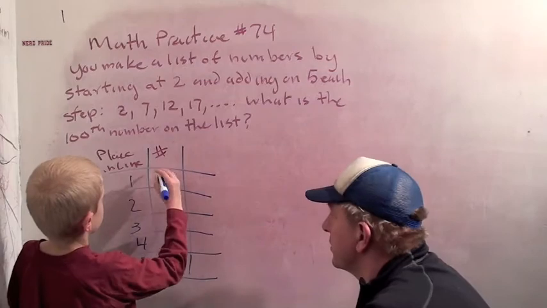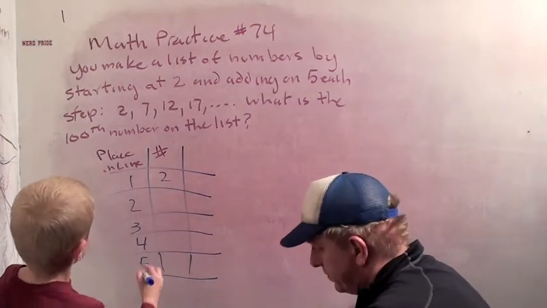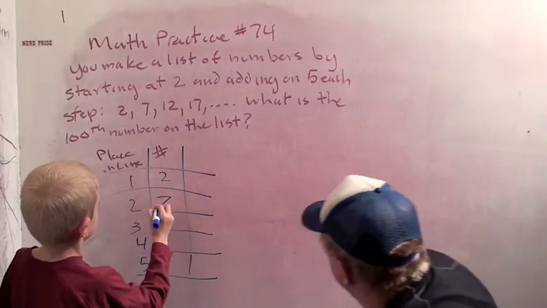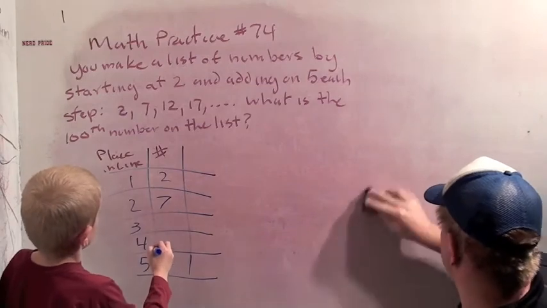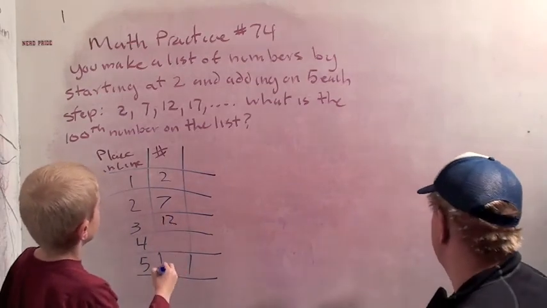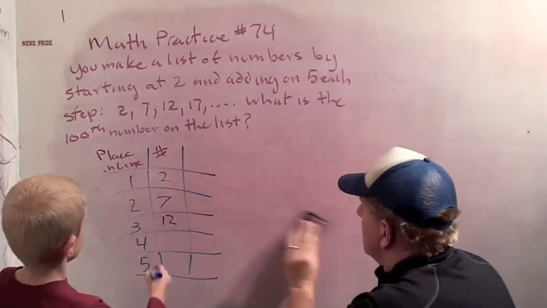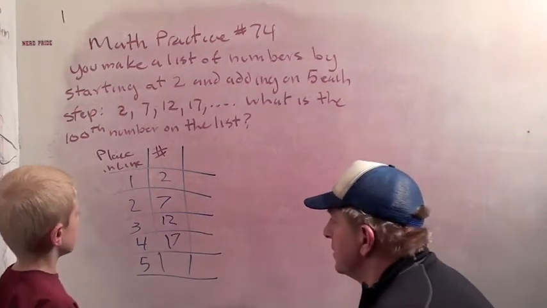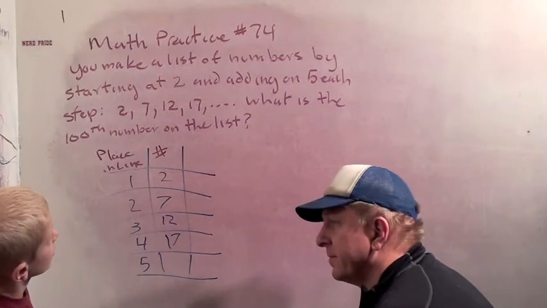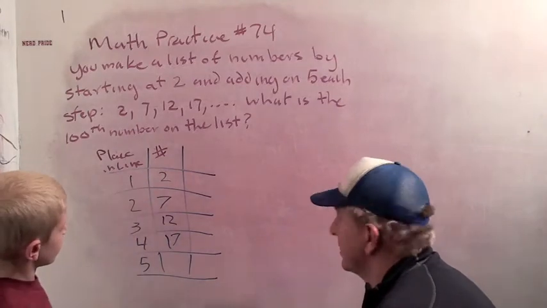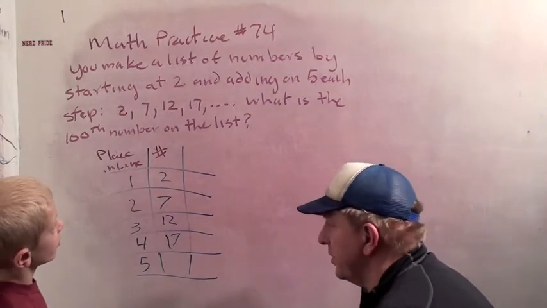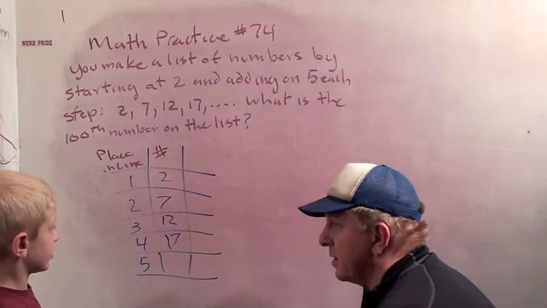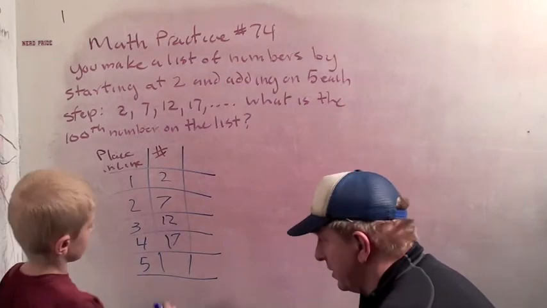We know the first number is 2. The second number is 7. The third number is 12. The fourth number is 17. Now what's the fifth number? It doesn't say on that list. We only went up to 4 numbers. But we had 5 each time. So 17 plus 5 is 22. Very good.